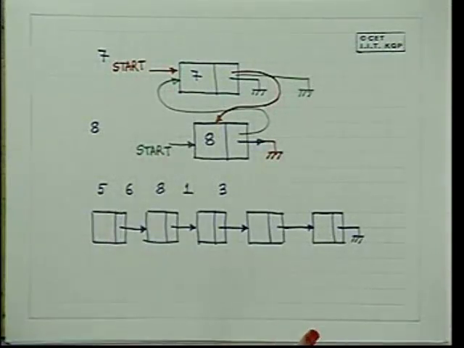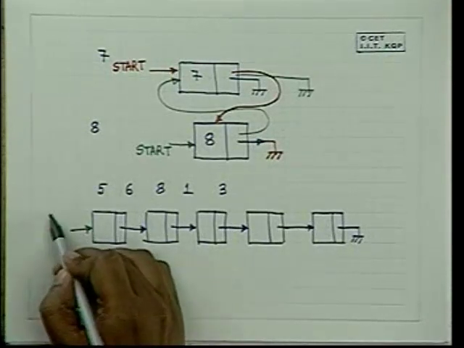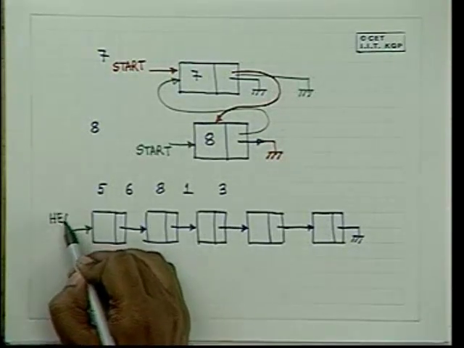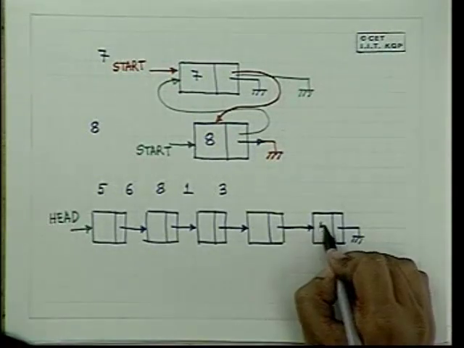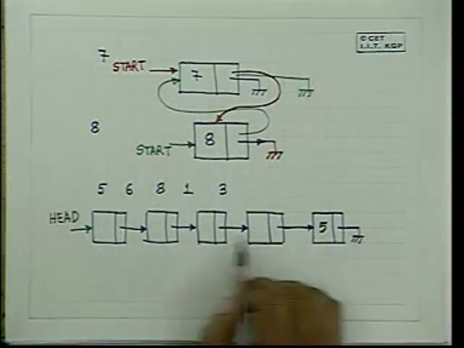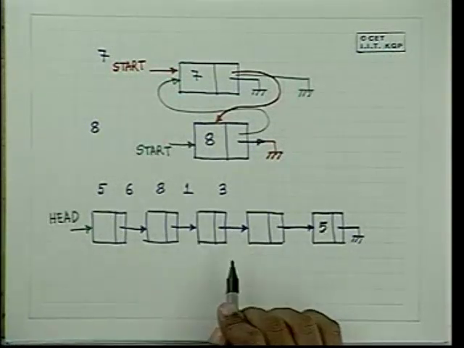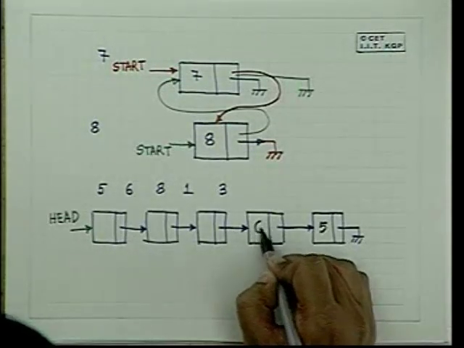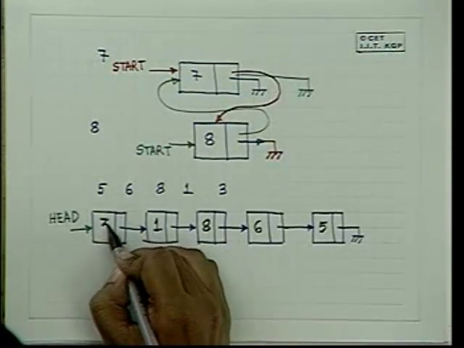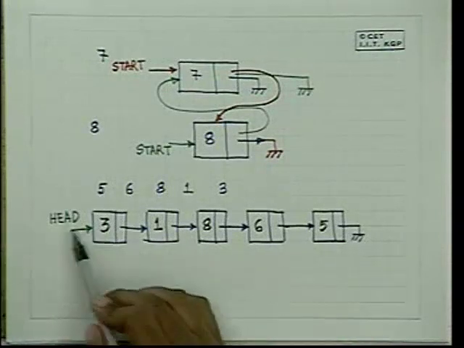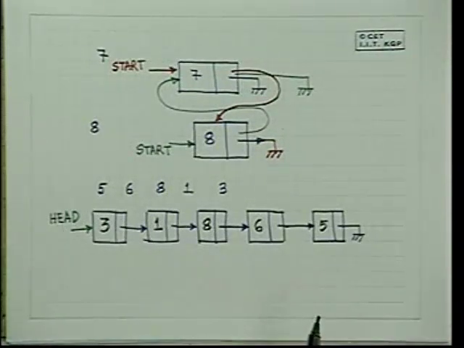it will look like this. This will be the start or the head of the list, and the data elements will be stored, because the new element is put in the front. And this will be the structure of the data which is put in.